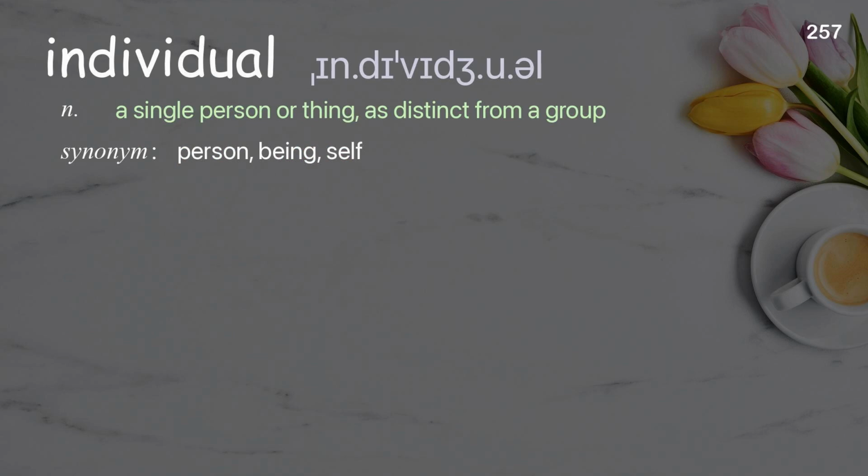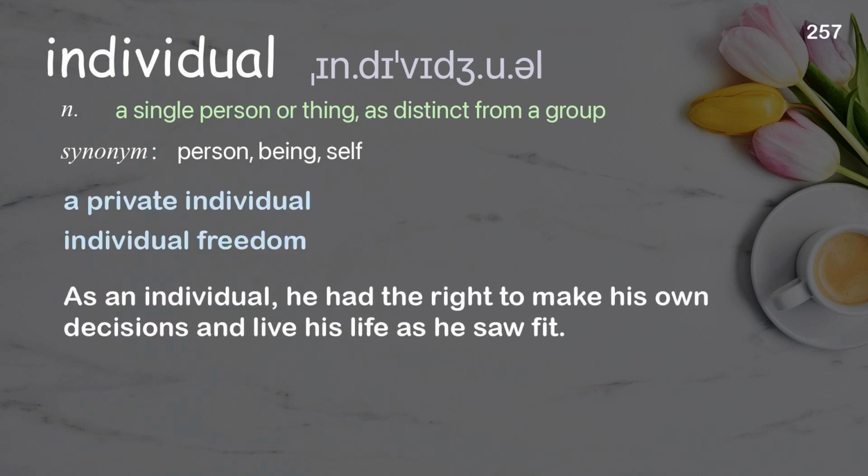Individual. A single person or thing, as distinct from a group. Examples. A private individual. Individual freedom. As an individual, he had the right to make his own decisions and live his life as he saw fit.